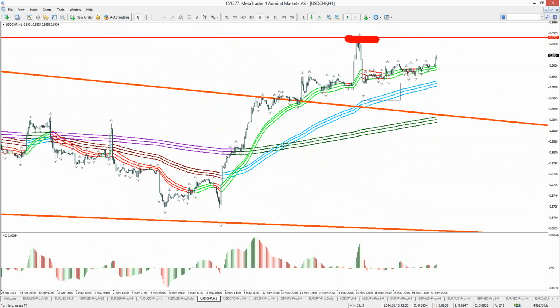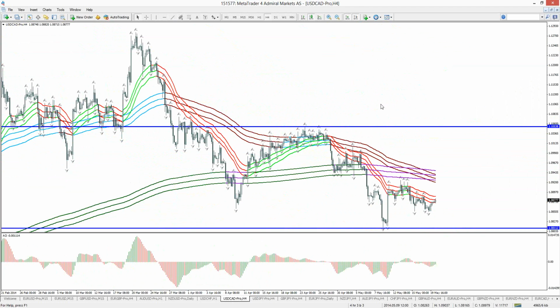So in this case, I would be looking for a break of this 89.60. Otherwise, I am in a waiting mode. Dollar CAD, let's take a look.